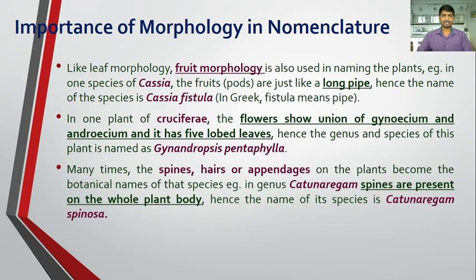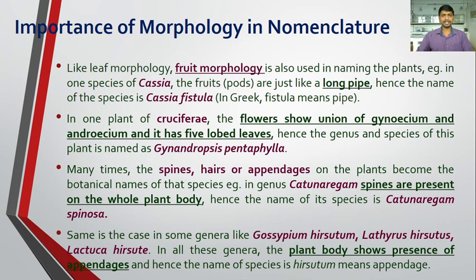Many times the spines, hairs or appendages on the plants become the botanical names of that species. For example, in the genus Catenarigum, spines are present on the whole plant body. Hence the name of its species is Spinosa. Because of the spines present on the whole body, the species name is Spinosa.